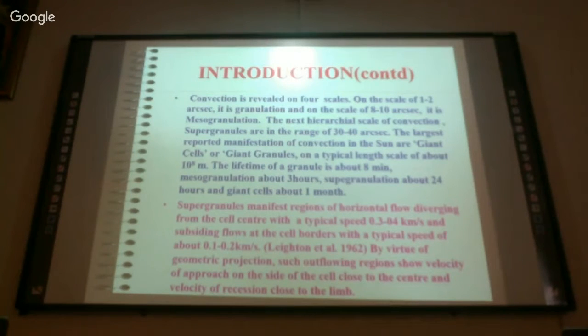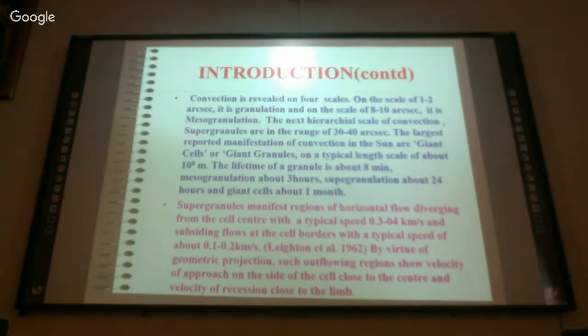Supergranules manifest regions of horizontal flow with a velocity of 0.3 to 0.5 km per second, diverging from the cell center and with subsiding flows at the cell borders with a typical speed of 0.1 to 0.2 km per second. By virtue of geometric projection, such outflowing regions show velocity of approach on the side of the cell close to the center, and they show velocity of recession on the side close to the limb.